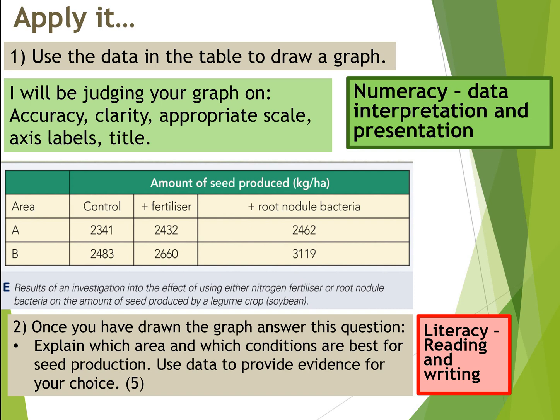We have a control area in each area, and we have an area where they've been given fertilizer and an area where there are known root nodule bacteria. So they might have grown, for example, some leguminous plants there, things like peas and beans and broad beans. I want you to look at the amount of seed produced. The kg/HA is kilograms per hectare. Okay, so hectare is a unit of area, and kilograms is a unit of mass.